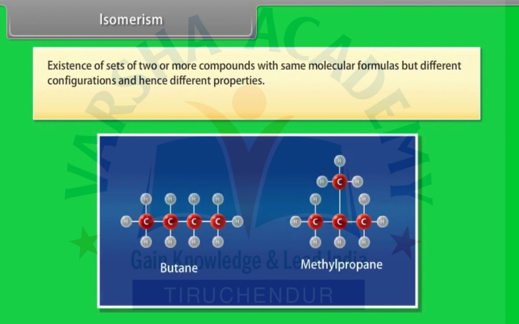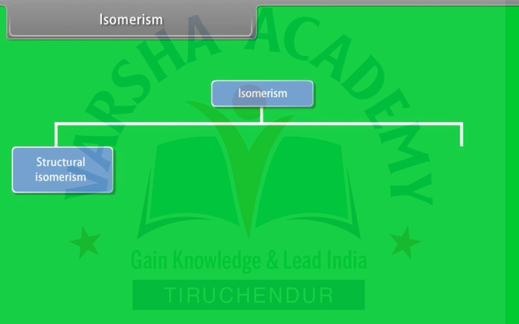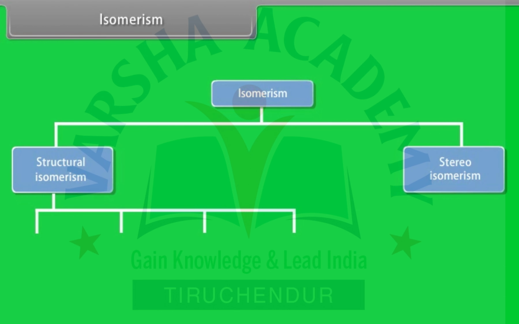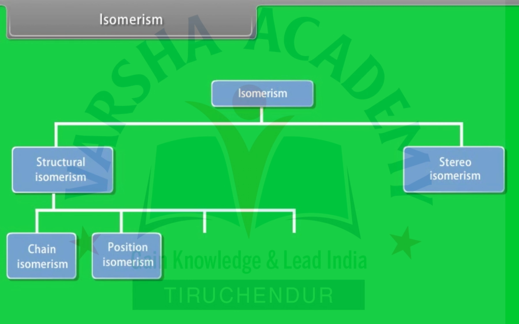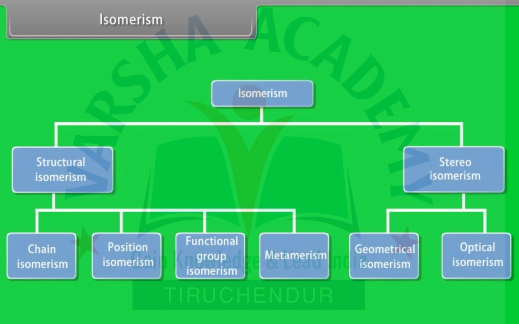Isomerism. Existence of sets of two or more compounds with same molecular formulas but different configurations and hence different properties. The compounds are called isomers. Different types of isomerisms are: isomerism can be grouped into structural and stereoisomerism. Structural isomerism can be subdivided into chain isomerism, position isomerism, functional isomerism, metamerism. Stereoisomerism is further categorized into geometrical and optical isomerism.